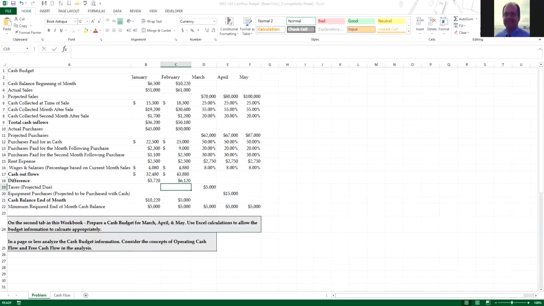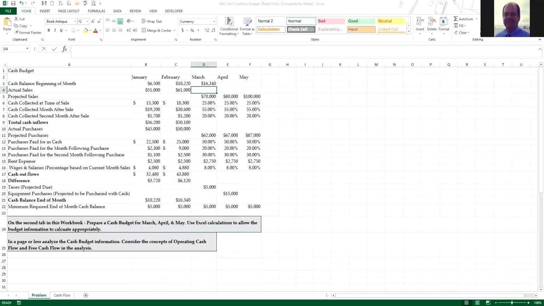And disregard that 5,000, that's there to throw you off. This is going to be cash at the end of the month, your 10,000 plus your 6,120, which is 16,120, which now becomes the end of the month cash that you have for February. It becomes the beginning cash that you have in March. So just like that, and there you go.